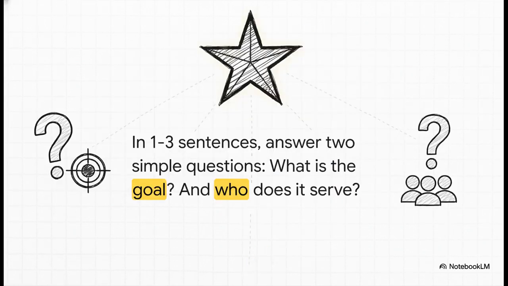Next up, step 2. You're just going to write a super short description. We're talking 1, maybe 3 sentences tops. All you have to do is answer 2 questions. What's the goal here? And who are we doing this for? This little description is like your North Star for the whole process. It keeps everyone aligned on the why.